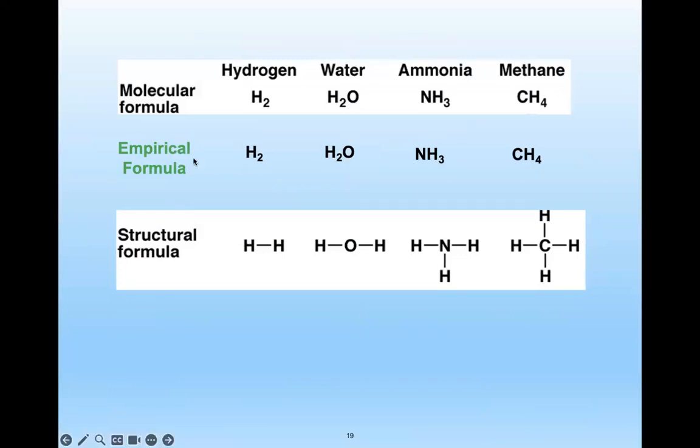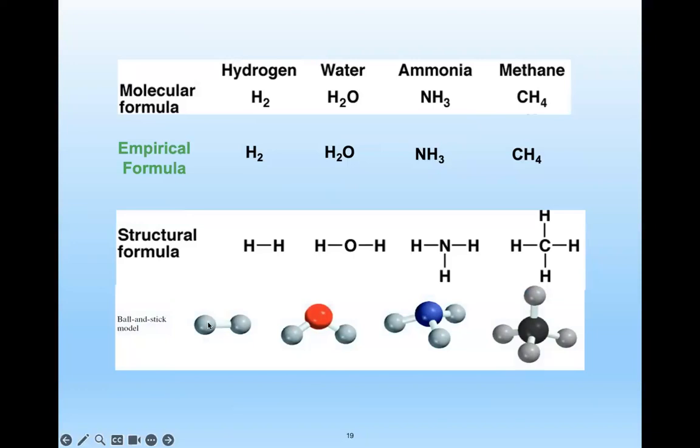Look for the molecular formula. Hydrogen is H2, water H2O, ammonia NH3, methane CH4. So empirical formula: H2, water H2O, ammonia NH3, methane CH4. What about structural formula? Just to show the bonds. I told you before, hydrogen, only one bond, H-H, one bond. Oxygen is 2 bonds, one bond here, one bond here. We already know hydrogen must be only one bond. Nitrogen, 3 bonds, 1, 2, 3, and already hydrogen is 1, right? Carbon is 4, 1, 2, 3, 4. So these are the structural formulas.